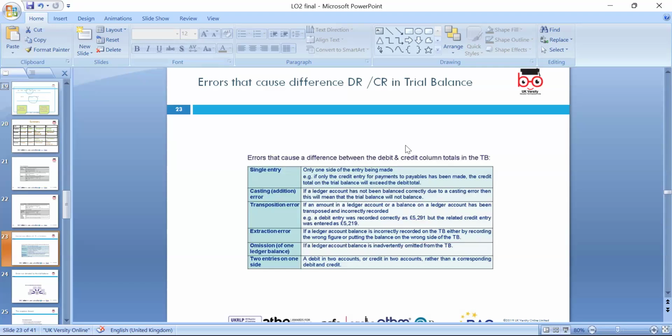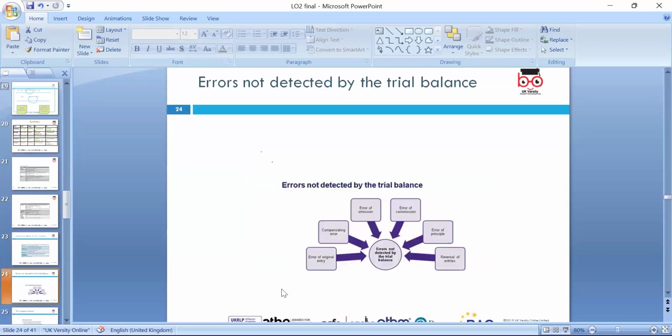And always think about the dual effect, what the entry will be. Some errors can't be detected in the trial balance. It doesn't mean that because your balance sheet balances it is correct. Logically, maybe you are treating something as a liability instead of income, and vice versa. So we need to make sure we correct those.